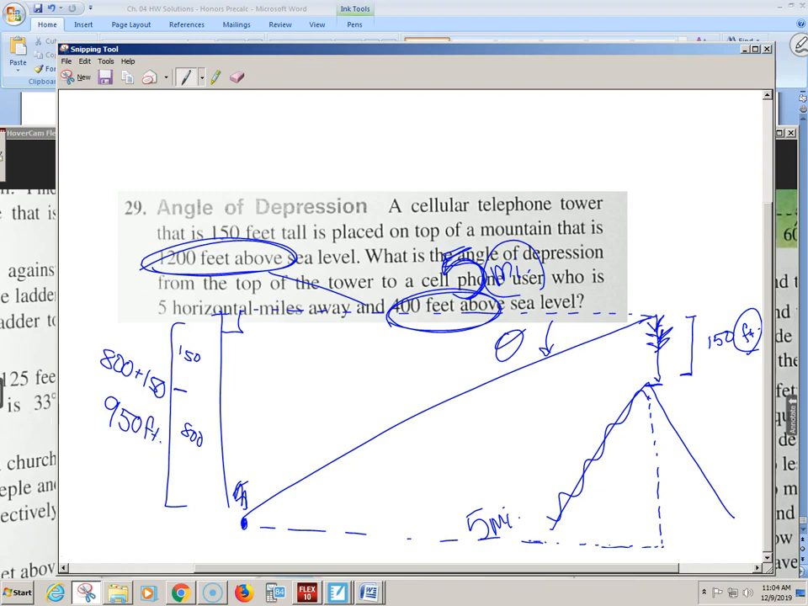So what did you guys do? Did you go to feet or did you go to miles? You have to do some sort of conversion. Feet? Okay. So then, how many feet are in a mile?